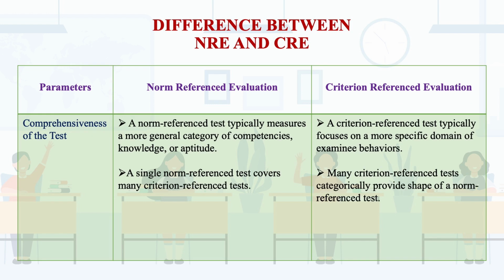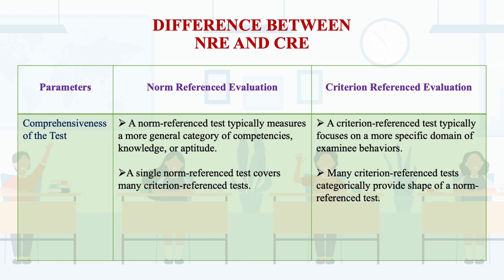Then so far as comprehensiveness of the test is concerned, we can say that a norm reference test typically measures a more general category of competencies, knowledge and aptitude, and further a single norm reference test covers many criterion reference tests, whereas a criterion reference test typically focuses on a more specific domain of the examinee's behavior. Okay, it may be from the cognitive domain, from the affective domain, or from the psychomotor domain, because the teacher is directly dealing with the students, and as per the purpose, the objective, the behavioral pattern that you want to measure, you can design your test.